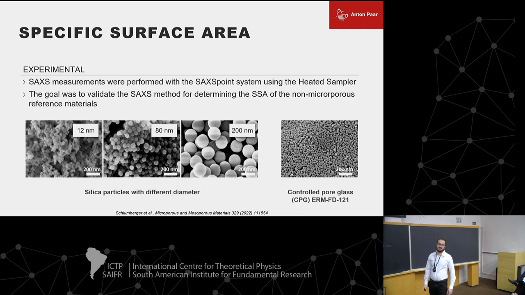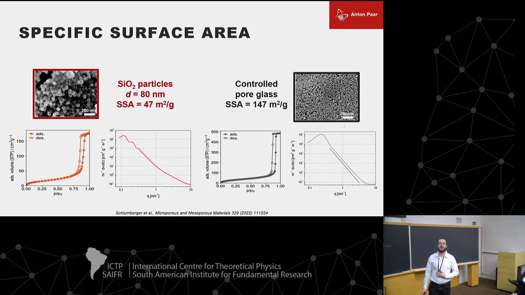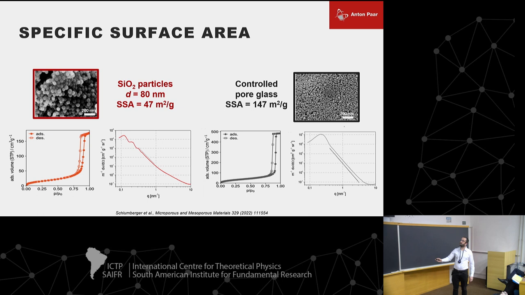For this experimental part, silica particles with different diameters were used, and also a control, a standard that is porous glass. Both materials were analyzed with a BET instrument from Anton Paar as well, and using the SAXS 5.0. We can see that the silica nanoparticles had a diameter of around 80 nanometers and a specific surface area of 47 square meters per gram. Here we can see the hysteresis in the adsorption and desorption curve. This is typical of a mesoporous material.